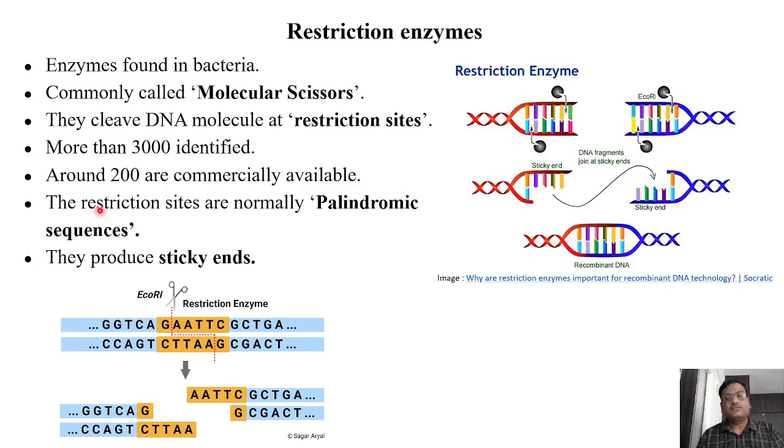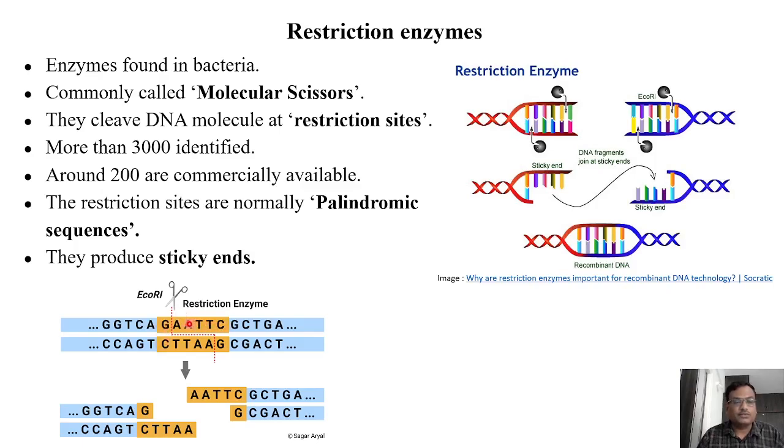And restriction sites are normally palindromic sequences. Now this is what you have to understand. As I already told you, this enzyme is going to cut the DNA molecule at a particular site, and that site is called restriction site. Now what is a restriction site? So restriction sites normally show a character called palindromic sequence. Here palindromic sequence means they read the same in the opposite direction.